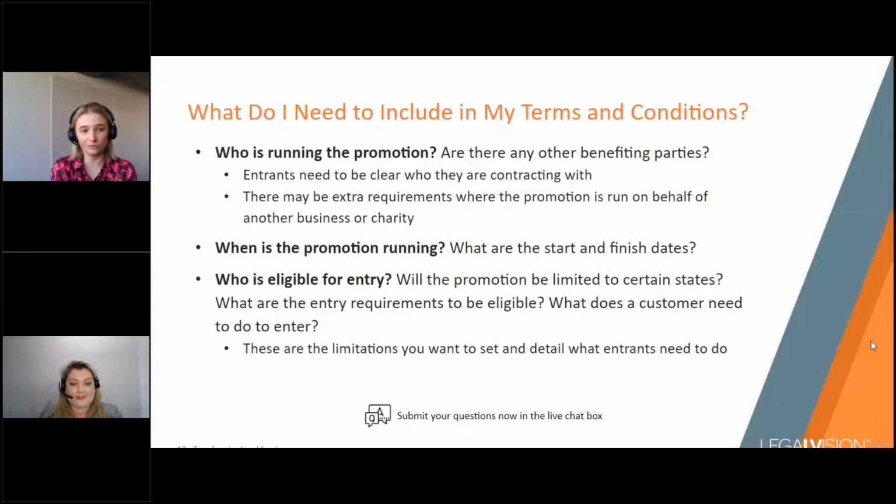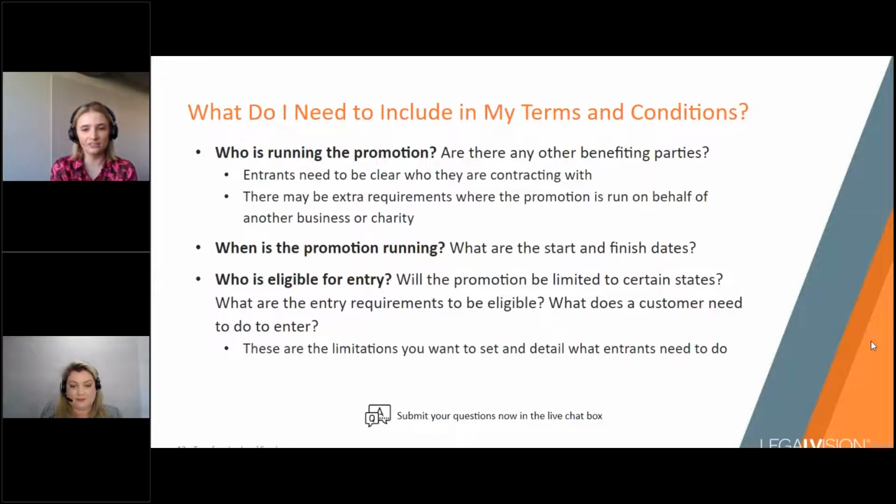In some states, there are also extra requirements where the promotion is run on behalf of another business or is looking at donating a percentage of the proceeds to charity. You'll need to consider when the promotion is running specifically, when entries will be open, when they'll close, when the draw date will occur, potentially any lead time between the closure date and the draw date that you need to process the different entries. You'll also need to consider who is eligible for entry. Will the promotion be limited to specific states? What the entry requirements are, what an entrant needs to do to be eligible.